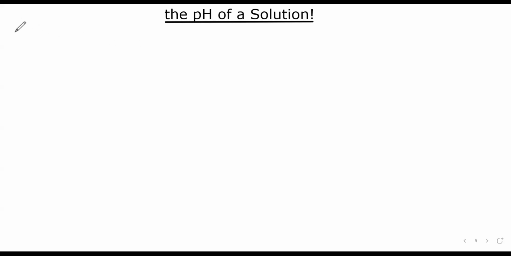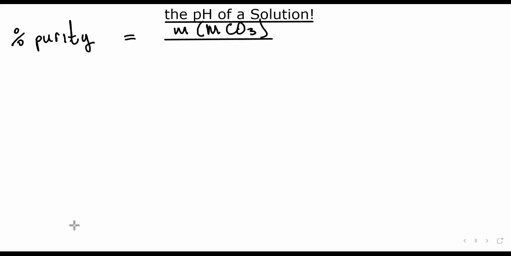One thing we learned in grade 10 is that if we want to calculate the percentage purity, we are just going to take the mass of the compound. So I'll just say the mass of this metal carbonate, and we divide it by the mass of the entire sample. Well, in this case, we can just say the mass of the sample. That's perfectly fine. And then we times this by 100.